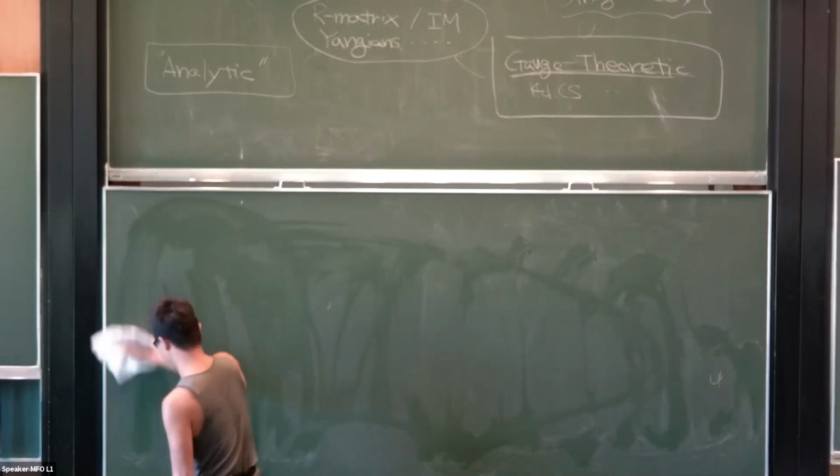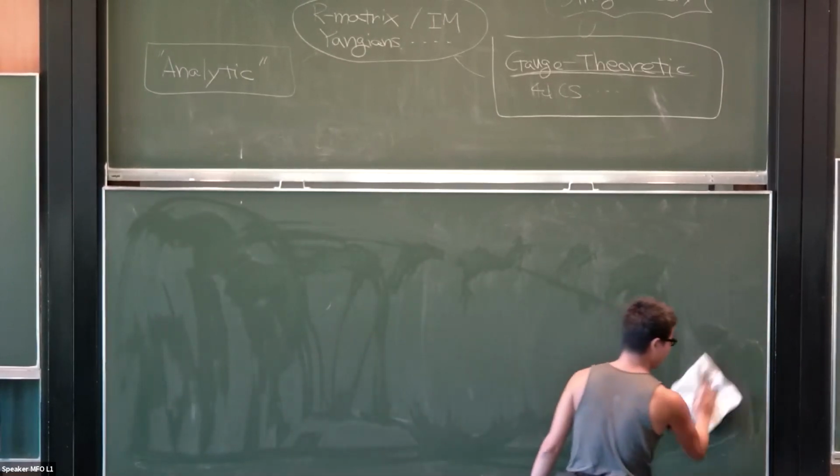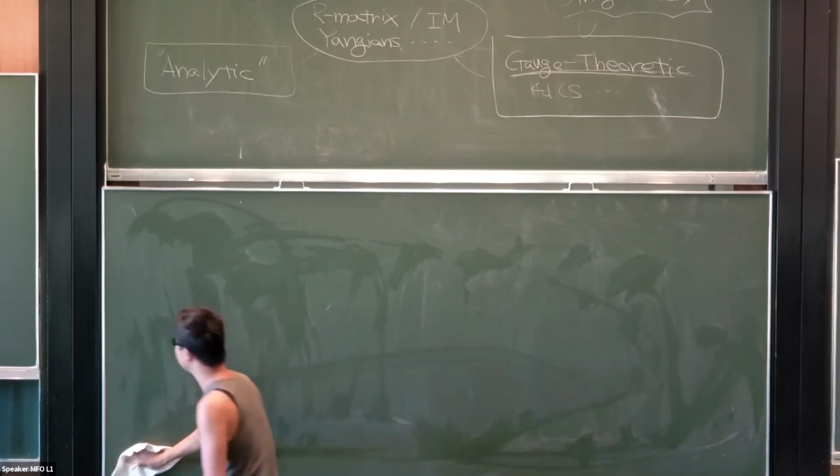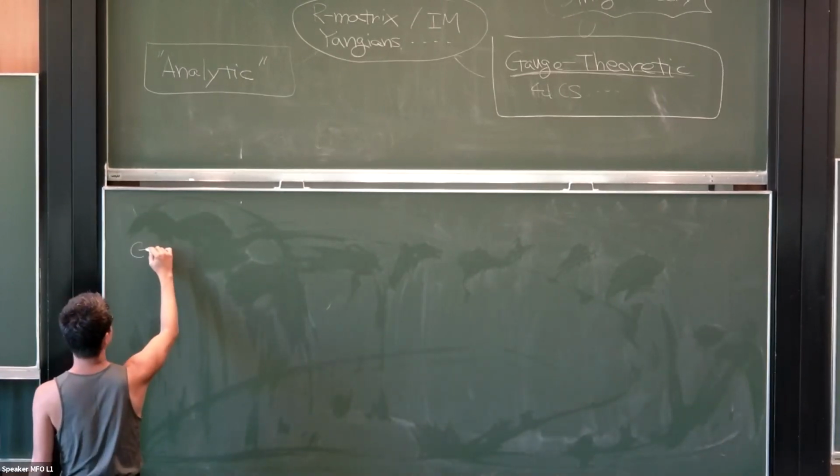So what about the non-abelian case? What about general G?